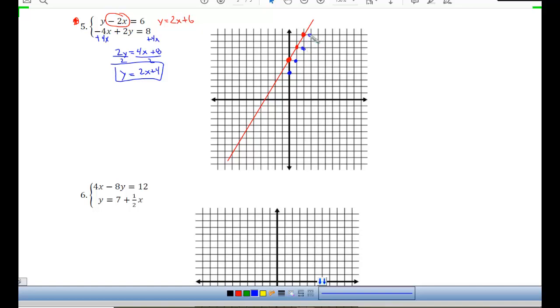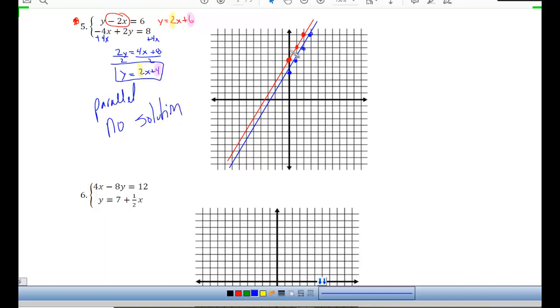And then again, we should have noticed as soon as we rewrote that equation in slope-intercept form, that slope of 2, but now I have different y-intercepts. So while my slopes are the same, they're going to be parallel, but it's not the same function, it's not the same line. So these lines will be parallel, so they have no solution.